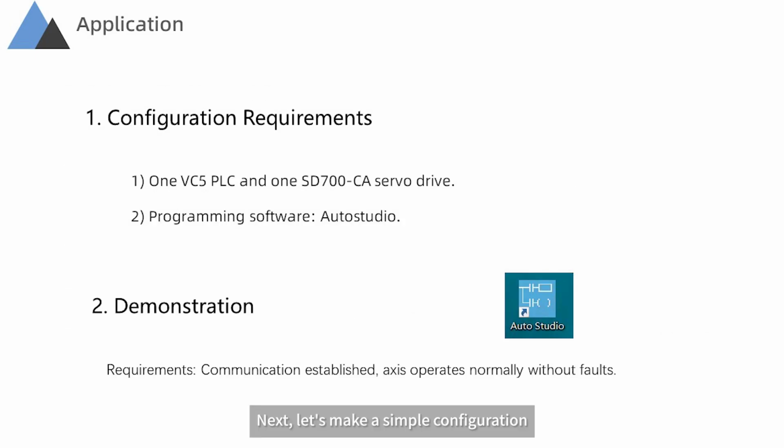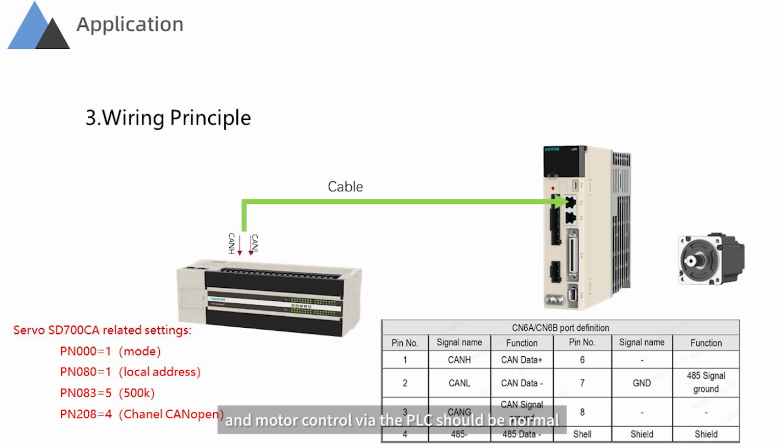Next, let's make a simple configuration using one VC5 PLC, one SD700C servo drive, and the programming software AutoStudio. Please note that the PLC and servo drive connection and motor control via the PLC should be normal. Next, the wiring. Connect the PLC and servo drive with an Ethernet cable, one end to the CN6AE on the servo drive, and the other side can be cut or used with relative adapters.